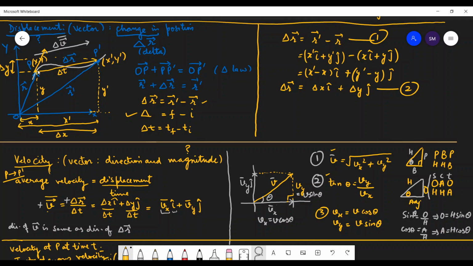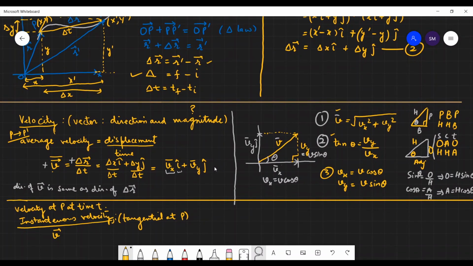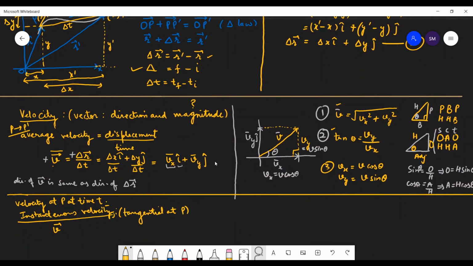So the average will be more representative of the instantaneous as this delta t will be lesser. So that's how we get the instantaneous velocity. So how do we write it mathematically? I want delta t to be as small as possible. As small as possible means I'm limiting delta t to 0. I want it to be as near to 0 as possible, approaching 0.